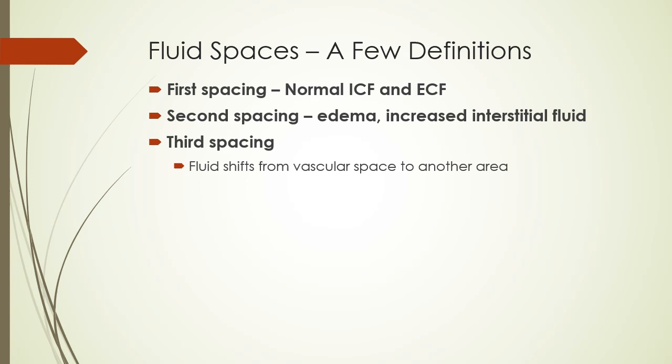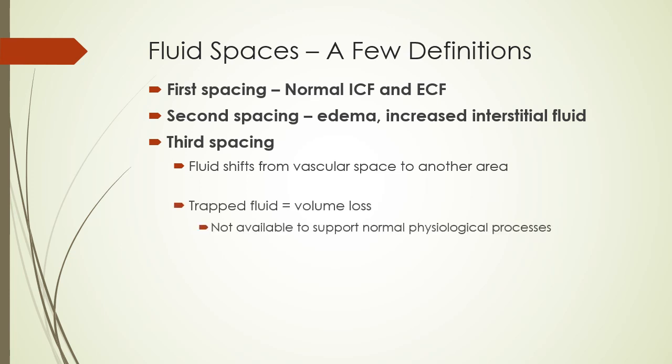When somebody starts to third space, fluid shifts from the vascular space to another area where fluid normally does not circulate very well. This becomes a trapped fluid. Even though the fluid is still in the body, it's a volume loss because we can't use that fluid to do the things we normally do. It's not used for oxygen and carbon dioxide transport. It's not used for waste transport. It's not used for nutrition transport. This often occurs in interstitial spaces that do not have a normal amount of perfusion.